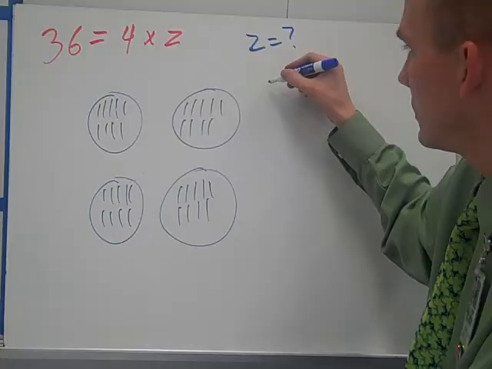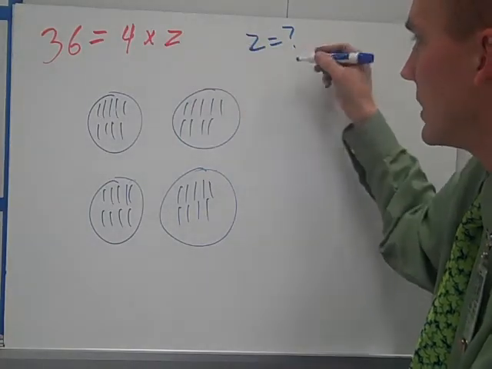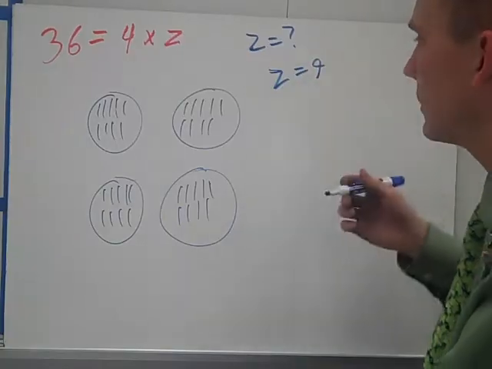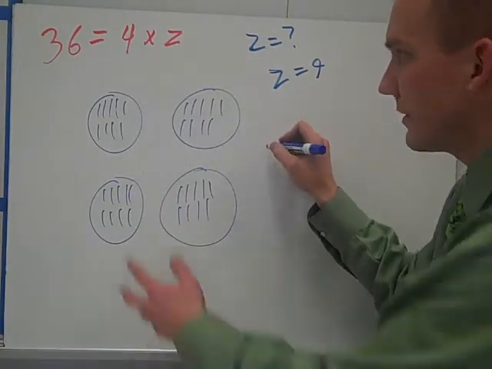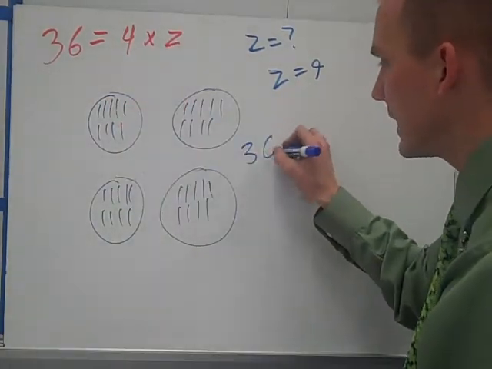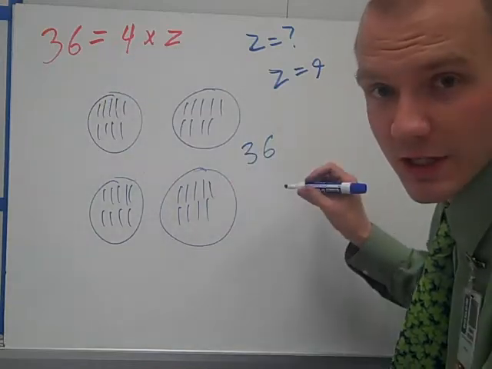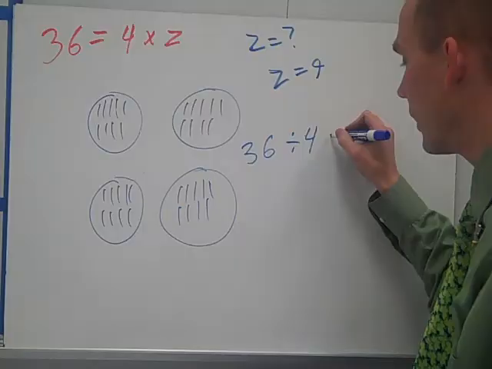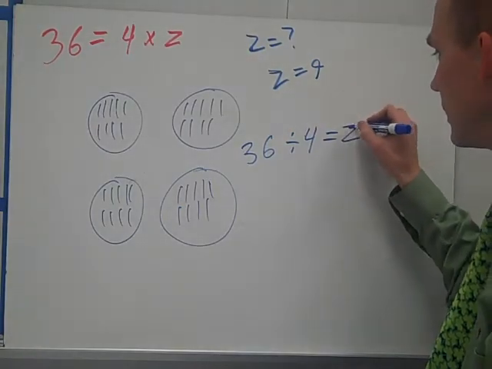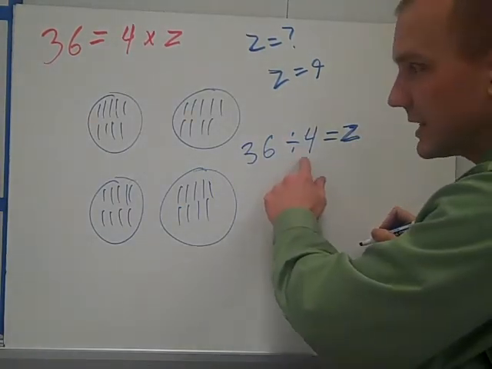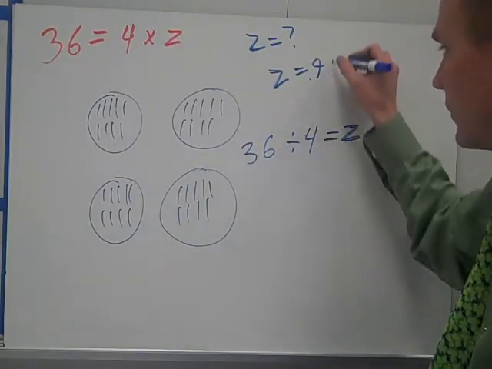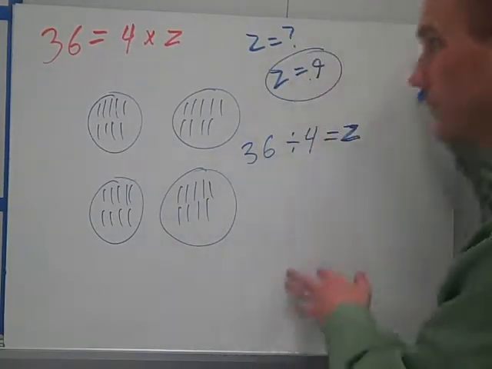36 equals 4 times Z. Well, Z equals 9. Basically, what I just did was I flipped it. Instead of a multiplication, I did division: 36 divided by the number I know, 4, is going to equal Z. So when I divided 36 into 4 groups, there were 9 in each group. So I came up with Z equals 9.